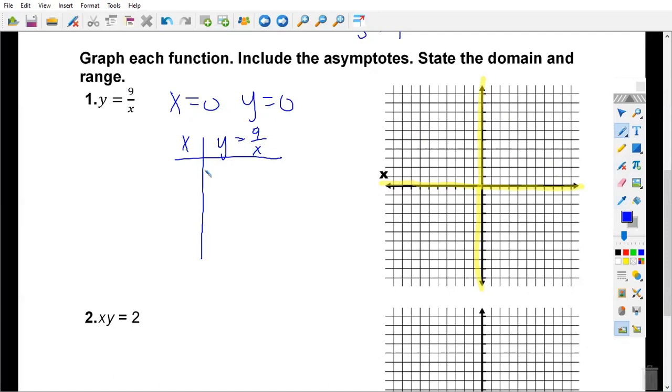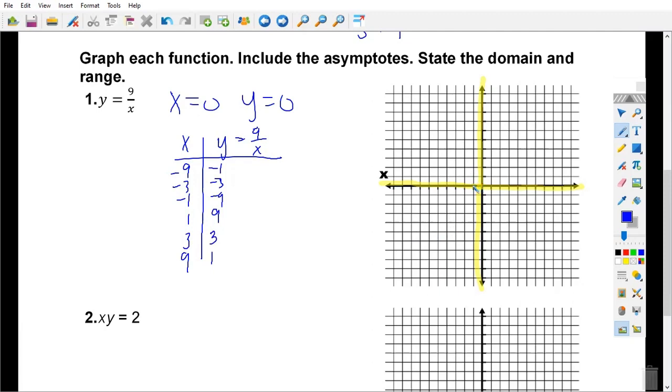9, 6, 3. Okay, I would have just chose 9, 3, and 1. And so when I plug these in, I should end up with -1, -3, and -9. So I would have +9, +3, and +1. Okay, so when we say friendly numbers, you see these are easy numbers to manipulate, right? So I'm going to go graph them.